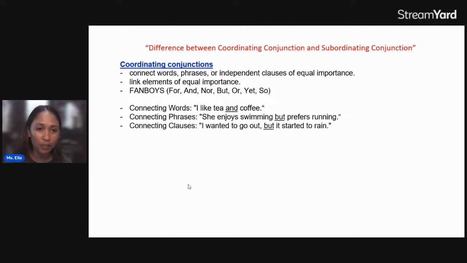Coordinating conjunctions connect words, for example, the tea and the coffee. They put them in one sentence: I like tea and coffee. Also, they connect phrases: she enjoys swimming but prefers running. They connect the phrases and use the coordinating conjunction but. Next, connecting clauses: I wanted to go out, but it started to rain. So I hope it's clear.